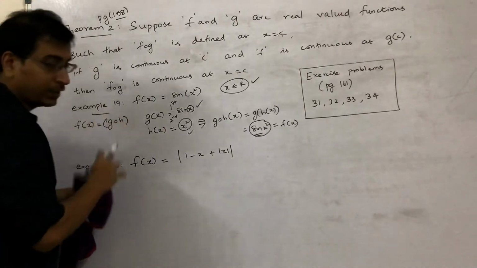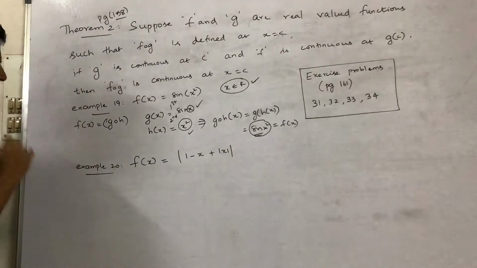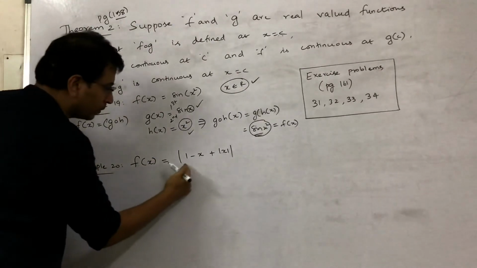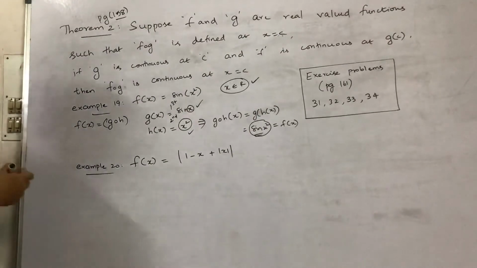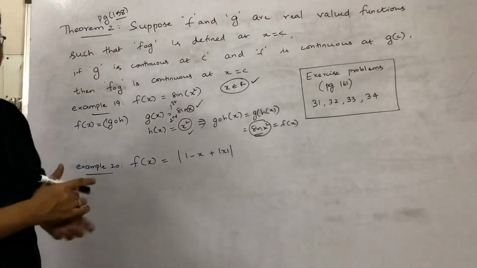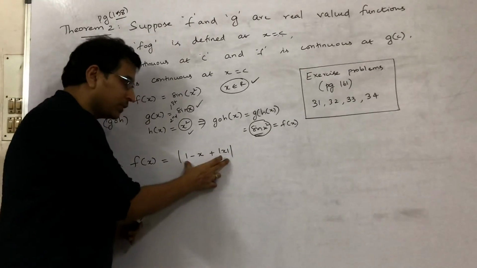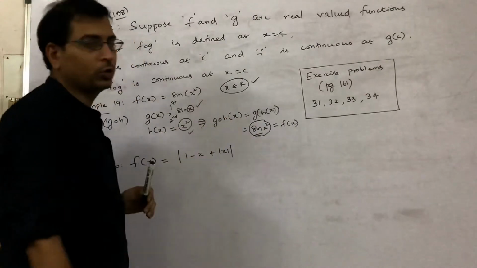See, not every time they will give you the domain. It is your work to find out the domain and start thinking in that way. Now similarly, f of x is equal to mod of 1 minus x plus mod x. If you observe this, f of x is again a composition of two functions. What do you have? You have an algebraic function, 1 minus x plus mod x, and that is present within another mod.